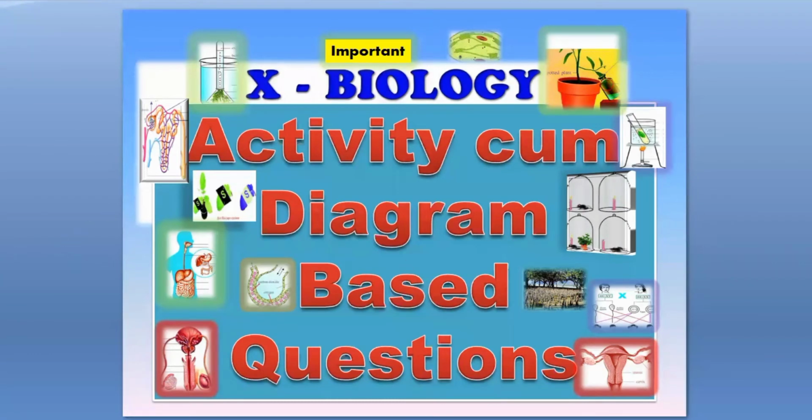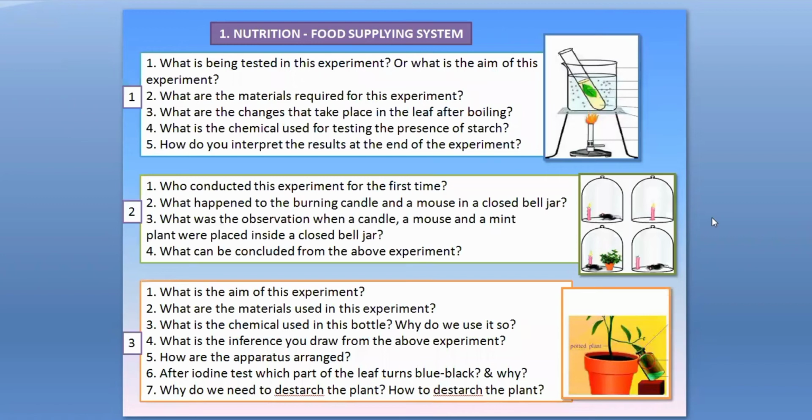chapter wise. That is the first chapter, the nutrition, the food supplying system. Now the first activity-cum-diagram based question is number 1. What is being tested in this experiment? What is the aim of this experiment?